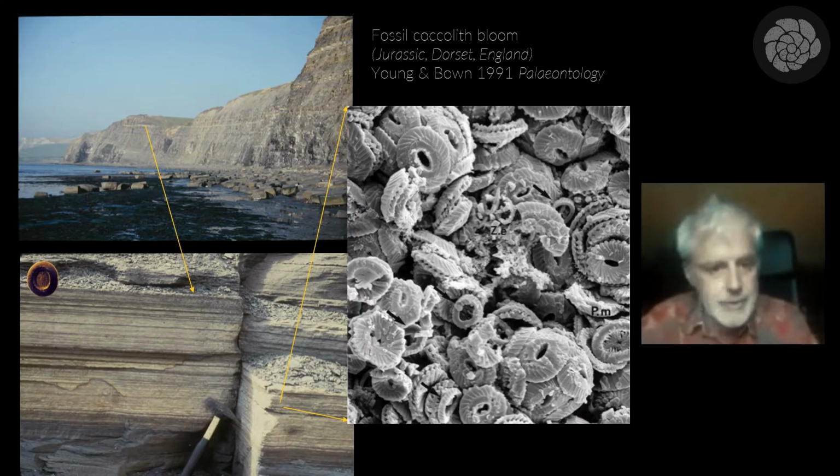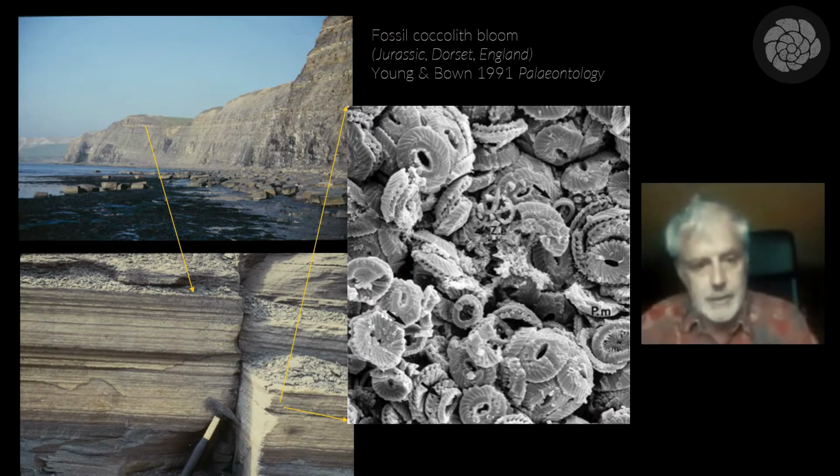Actually, the lamination goes down to a micron scale, and they're probably annual laminations. If you look at a broken surface, it's more or less a monospecific assemblage of one species. But if you look at the assemblage, well, there's a little bit of diversity in there.